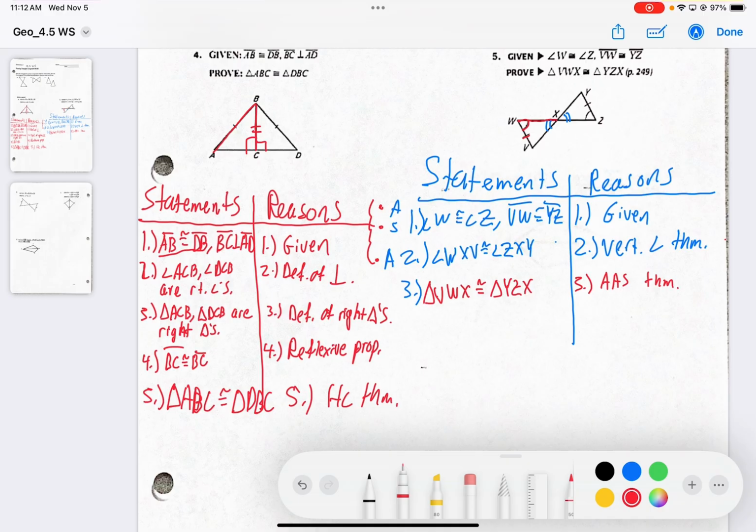Okay. HL is a little tougher because it's different than what you guys have done so far. I mean, we did side, angle, side, and all that stuff is very similar to each other. The HL theorem is a special case, so that one tends to be a little trickier. Okay.